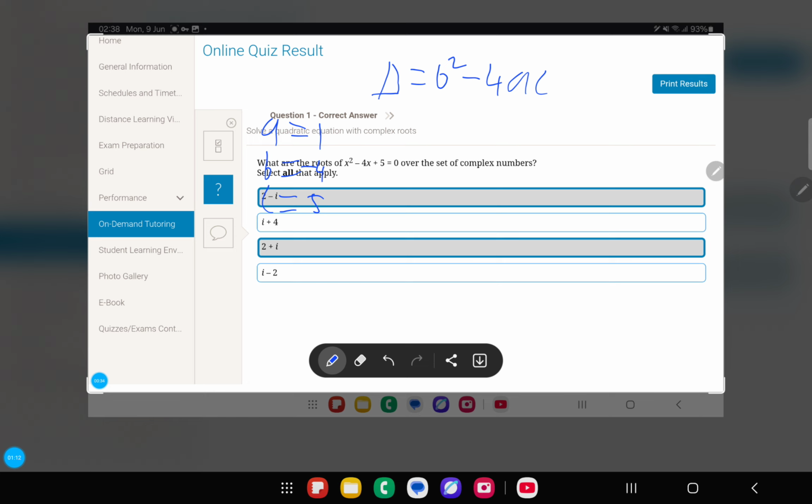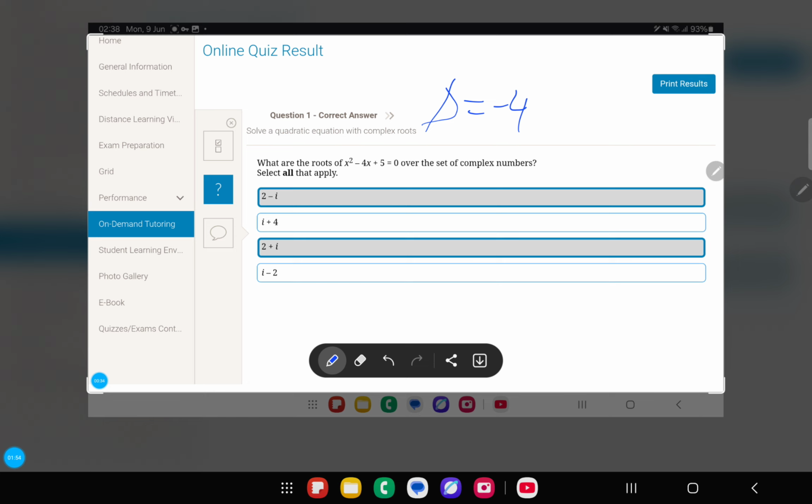Alright, so let's substitute it in the equation. B is negative 4, so B squared is going to be positive 16, because squaring cancels the negative. Minus 4 times A, which is 1, times C, which is 5. Now just solve it. You get 16 minus 4 times 1 times 5, which is negative 20. So 16 minus 20 is equal to negative 4. Alright, so delta is negative 4.